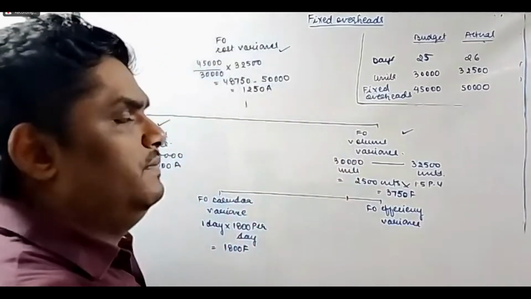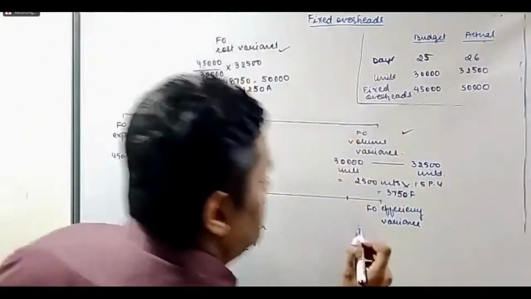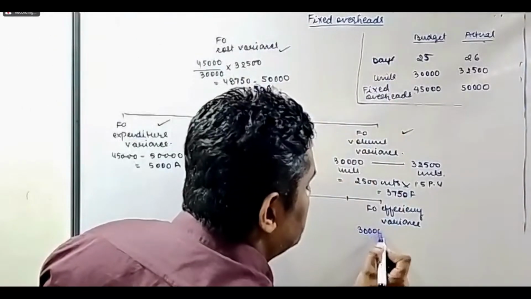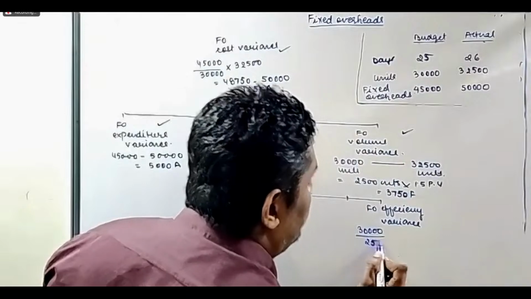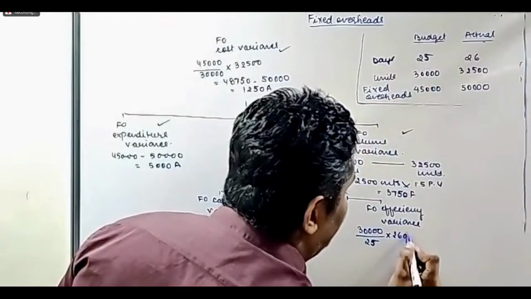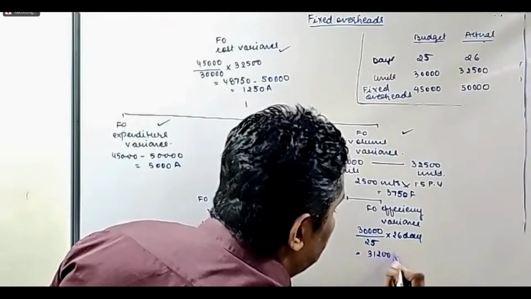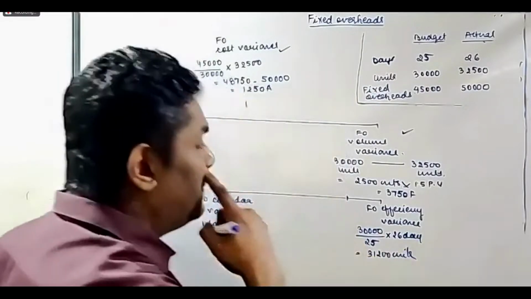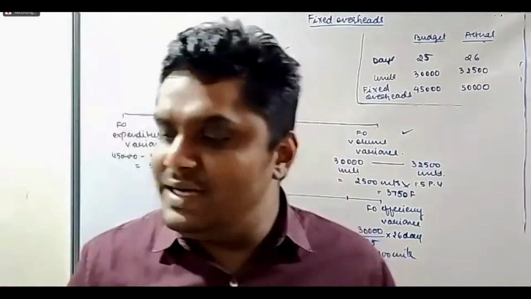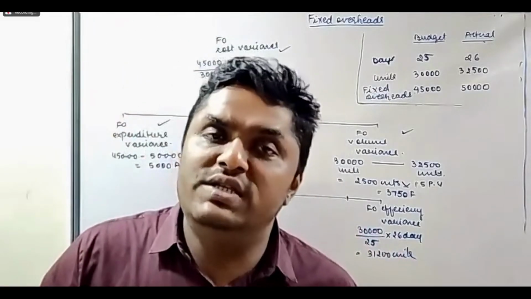Using days, using the number of days. See, 30,000 units, 25 days. So in 26 days, how many units were we supposed to manufacture? 31,200 units. Here, since the hours are not given, we will be calculating the efficiency variance using the days.